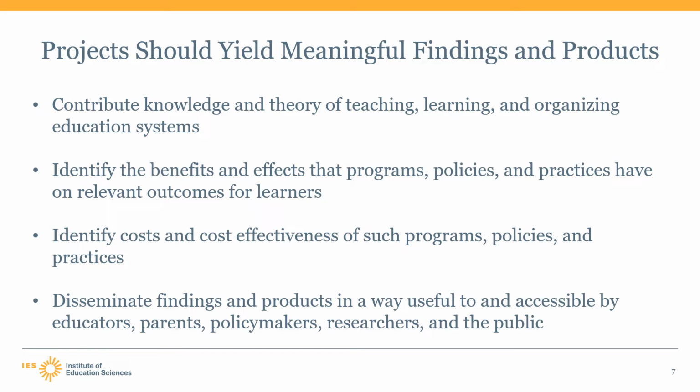Collectively, IES-funded research should yield outcomes and products that are meaningful, inform stakeholders about the cost and practical benefits and effects of interventions on relevant outcomes for learners, and contribute to scientific knowledge and theory of teaching, learning, and organizing education systems. Researchers receiving funding through this program are to disseminate evidence in a way that is useful to and accessible by educators, parents, policymakers, researchers, and the public.